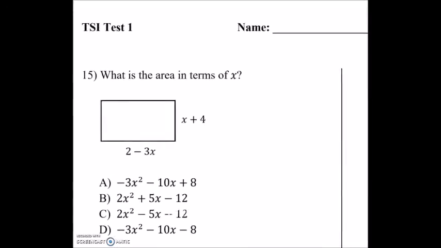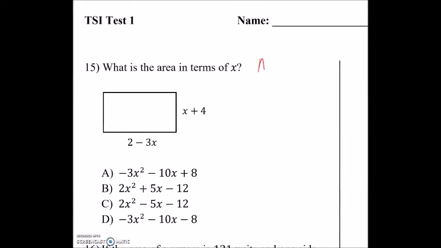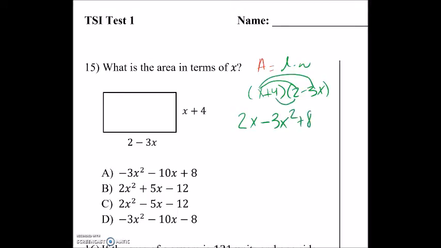So looking at problem 15, we're looking for the area. Please remember the area of a triangle is length times width. So as we look at this, we have x plus 4 times 2 minus 3x. We do FOIL: x times 2 is 2x, x times a -3x is -3x squared. 4 times 2 is 8, and 4 times a negative 3x, that's a negative 12x.